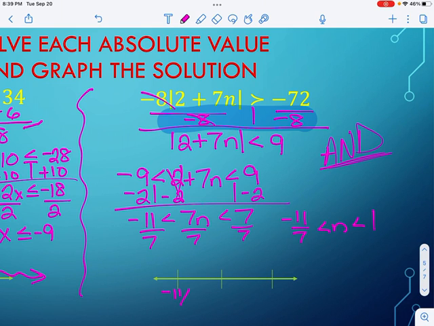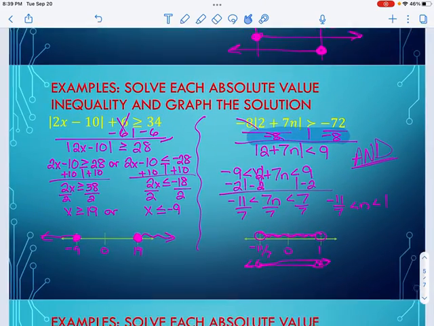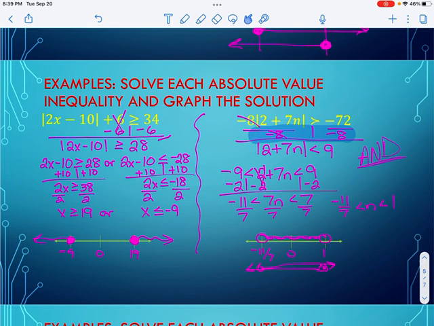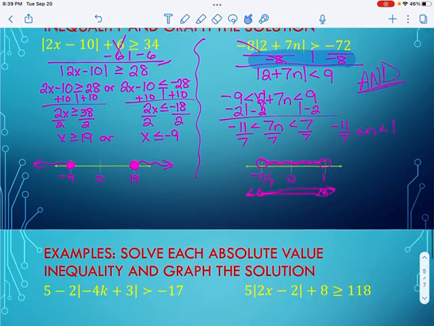So I have -11/7, I have 0, and I have 1. Now, if we read that, it says -11/7 is less than n, so that means n must be bigger than -11/7. The second one says n is less than 1, so that's an open circle at 1, and I'm less than that. So then you ask yourself, where are they shared? Where are they overlapping? And it is between -11/7 and 1. Okay? And that's what that looks like. Now, remember, we have to isolate the absolute value every single time first.